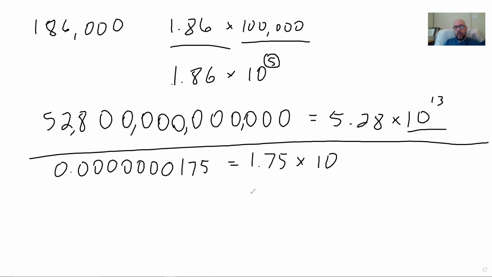And remember, this means that we are multiplying by 10 13 times. Well, that means we're moving the decimal place to the right 13 times. Here, with this 1.75, I would need to move the decimal place to the left. Let's see, 1, 2, 3, 4, 5, 6, 7, 8 times to get to where it actually is. So that's like dividing by 10 8 times. When I move the decimal place to the left, that's like dividing by 10. So this is 1.75 times 10 to the negative 8.